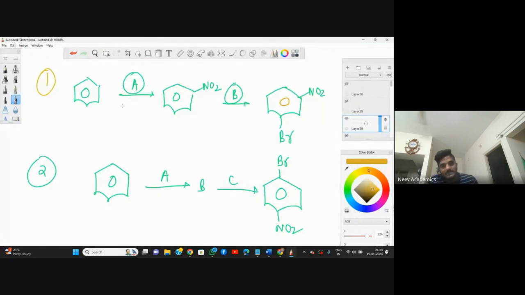Yes, done. First one is nitration. Nitration mixture is concentrated HNO3 plus concentrated H2SO4. So nitration will happen over here. Next reaction is bromine. We have to substitute on our benzene ring. But due to the NO2, it's a minus M group. It will be the meta directing group. That's why it came on the meta position, right? Bromine is Br2 with Lewis acid, FeBr3, something like that. You can write. So it's meta directing, so Br will come on the meta position. Correct or not? Yes.